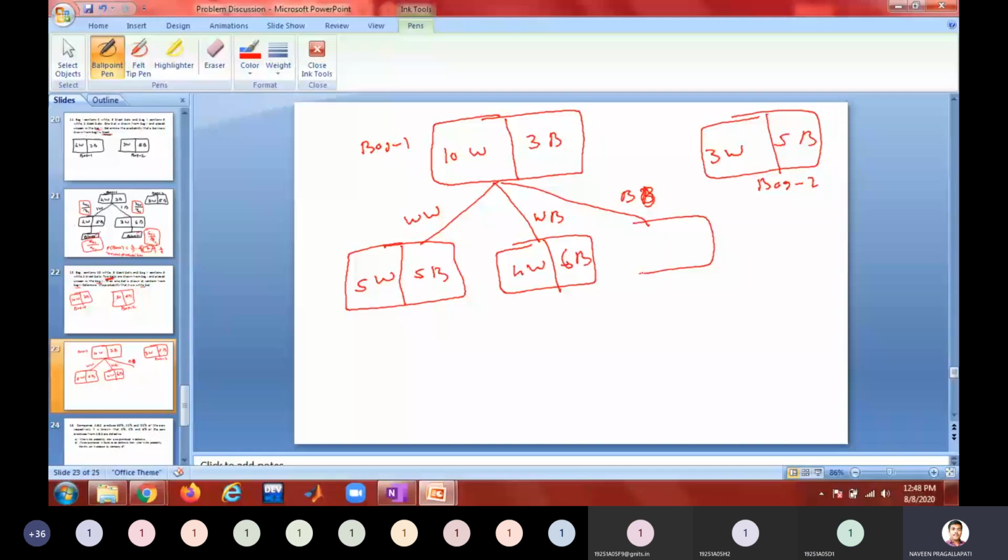Now which one do I have to find? I have to find out a white. Now just assign the probabilities and find out the answer.